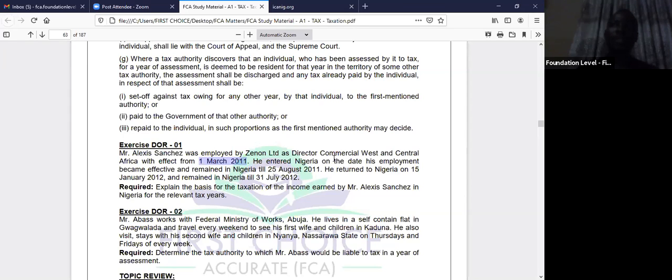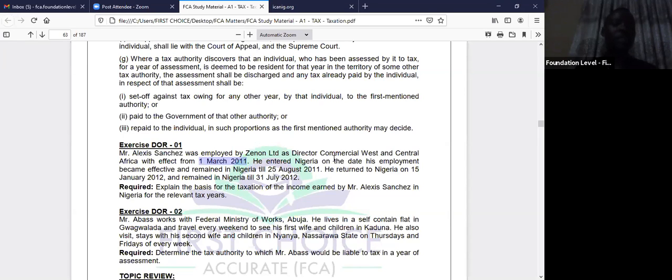198 days. So what do you do? If you want to know the date he became resident, remove 183 from 198. It means he is 15 days a resident. That means for 15 days he has been resident. That day was day one of his residency. All you need to do is 31, July is 31 days, minus 15 days.